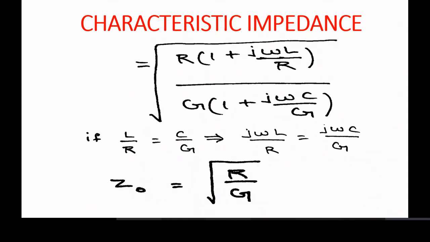So this is the thing. Then we will get Z0 is equal to square root of R by G. So this is the characteristic impedance for the distortionless transmission line. This is the expression for the characteristic impedance of a distortionless transmission line.